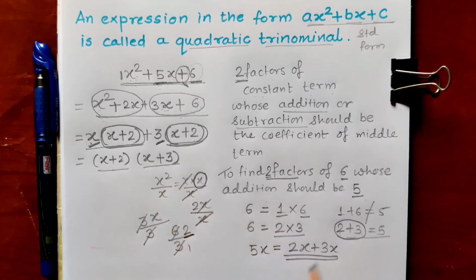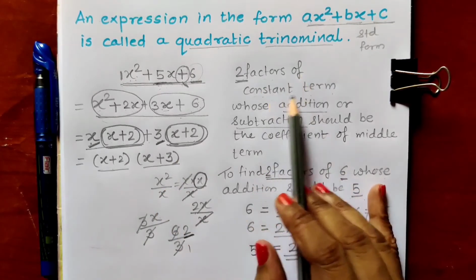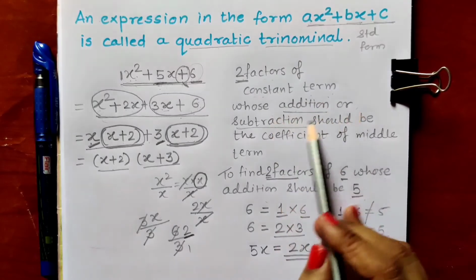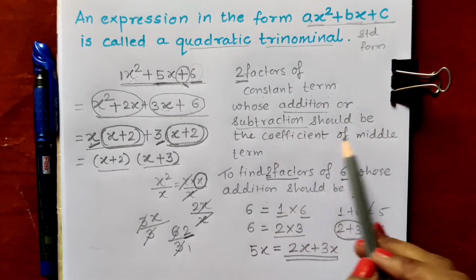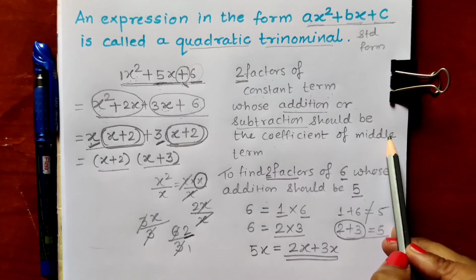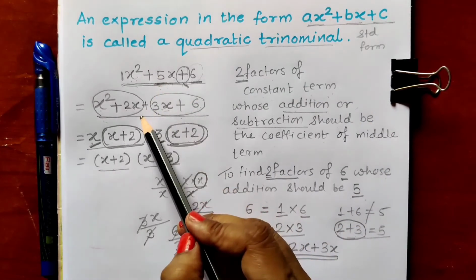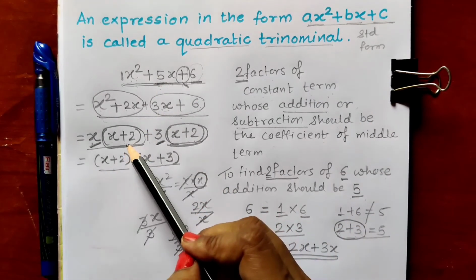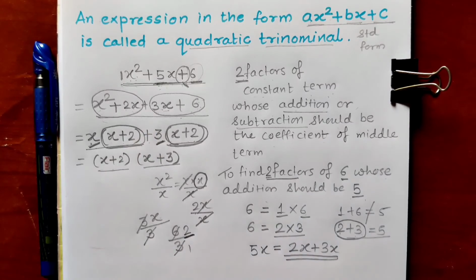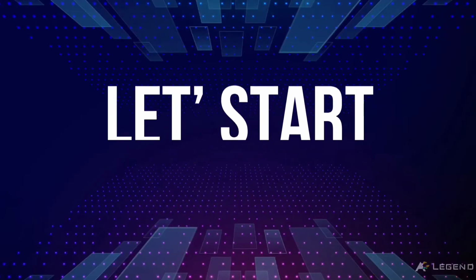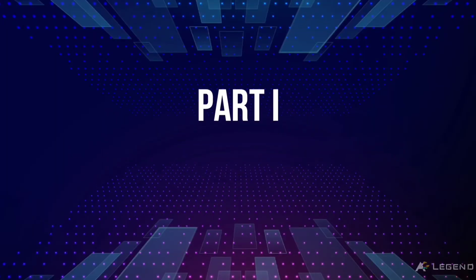So in this way, we have to find out two factors of the constant term whose addition or subtraction should be the coefficient of the middle term. And then we have to split the middle term. We have to take out common and we have to get the factors. So let us solve the sums from practice set 6.1. You will get practice and better understanding from these sums. Now let's start practice set 6.1 part 1.